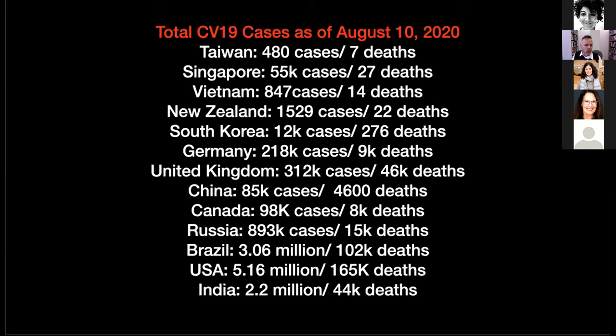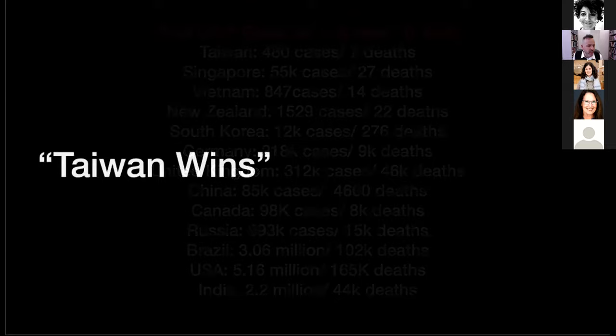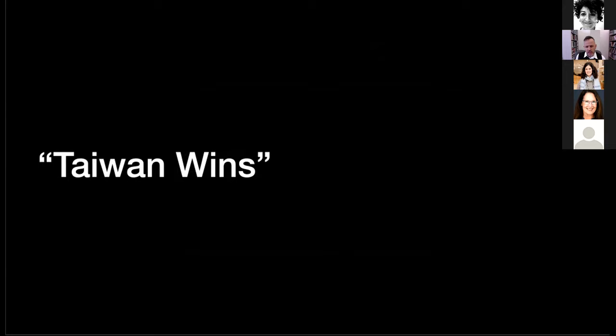Taiwan, Singapore, Vietnam did extremely well. The U.S., Brazil, and Russia did extremely poorly in the kind of response here as well. And so the question is why? Why is that? It doesn't have to do with GDP necessarily. It has to do with other, obvious kinds of factors. And so the question is, to what extent does Taiwan win this race? What's to be drawn from that? And what did it do well?